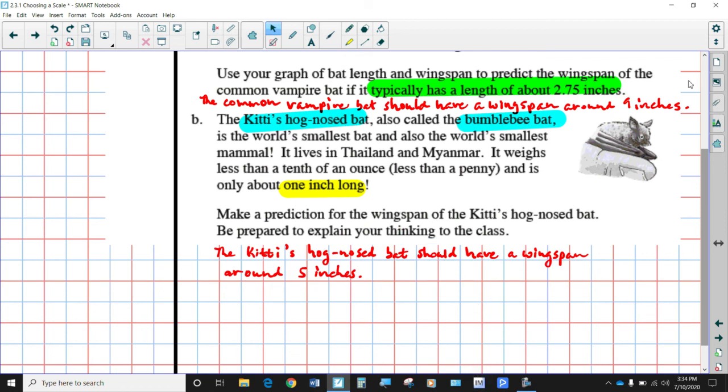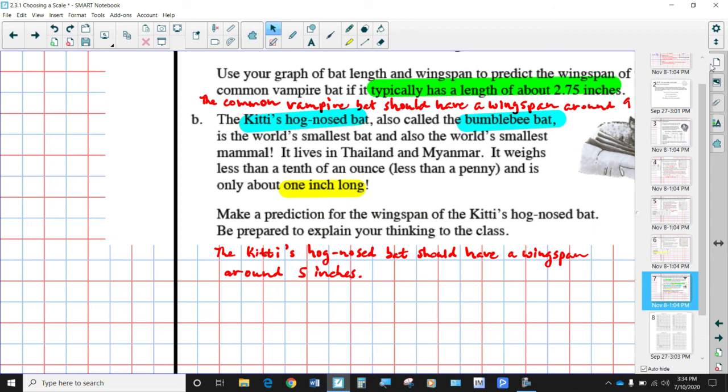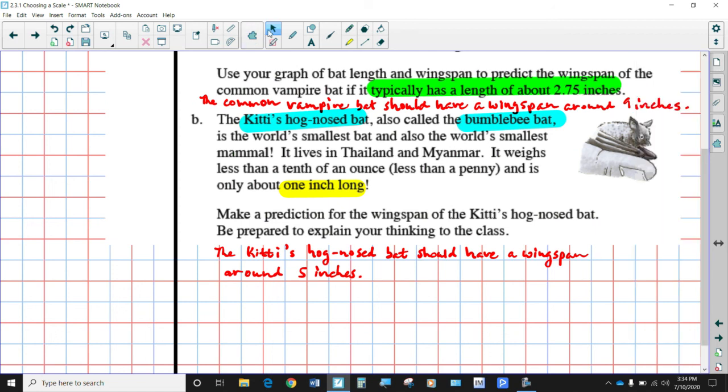Okay, so this idea of using coordinate grids to plot points that are given to us or plot data, we can look for patterns in the data, and we can draw conclusions about the data, and then we can use those conclusions to make predictions about other things that we're trying to figure out. Okay, so how much time did we spend on that? 21 minutes, not too bad.